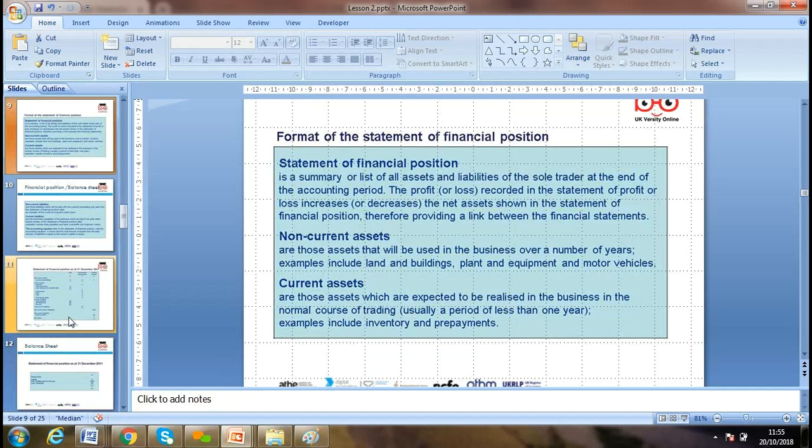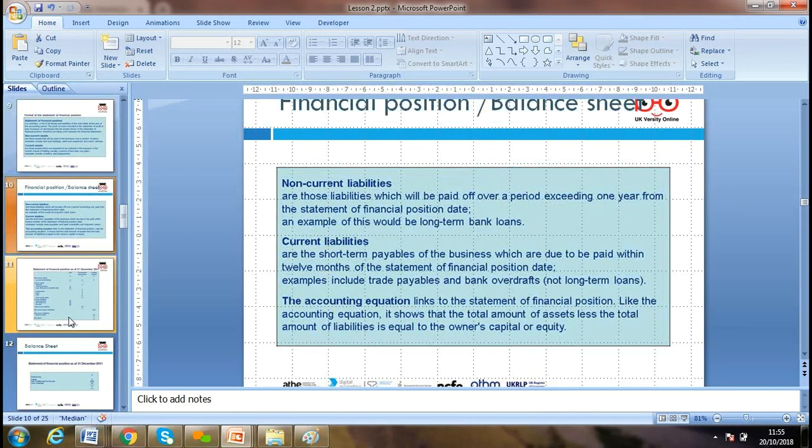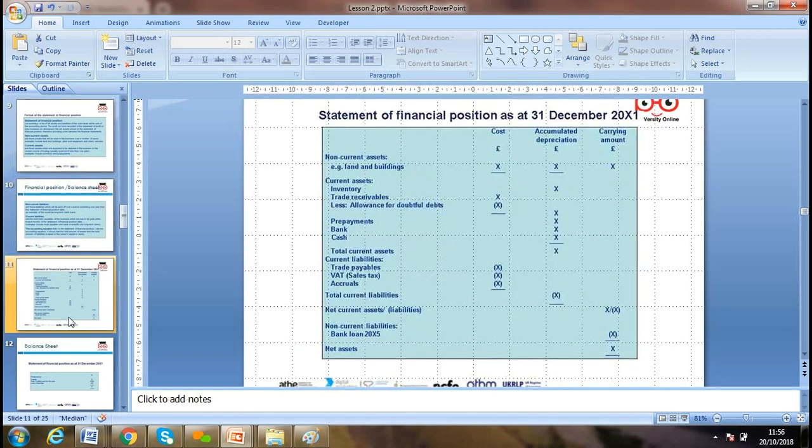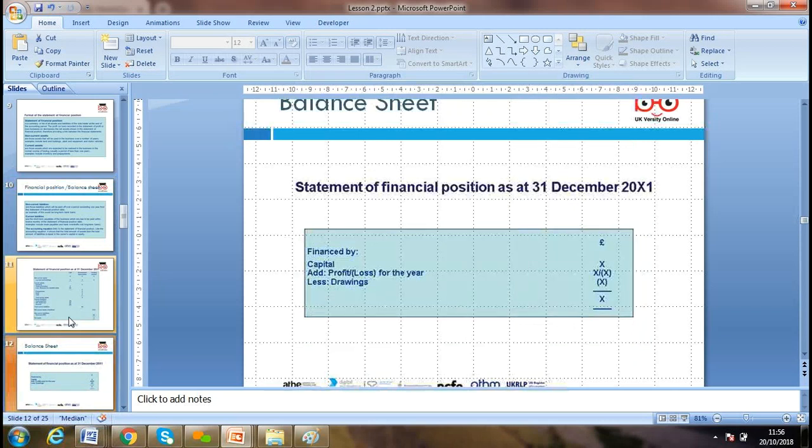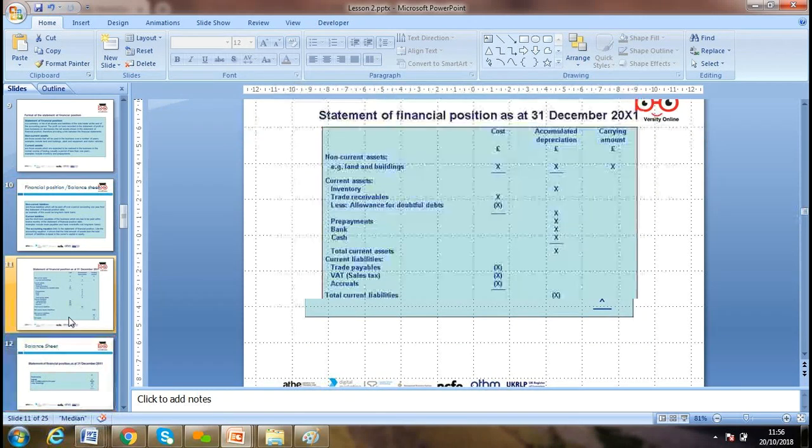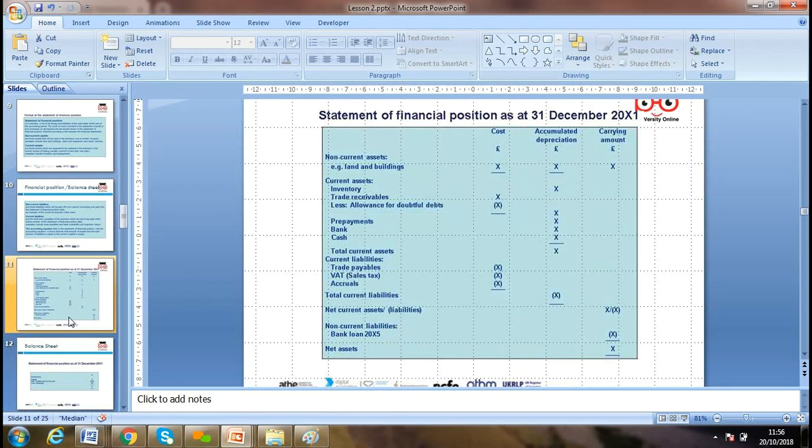We discussed assets and financial position, also known as the balance sheet. It shows non-current assets, long-term, current assets, short-term, non-current liabilities, long-term liabilities like bank loans and mortgages, and current liabilities, which we have to pay within a year. Accounting equation: we discussed assets minus liabilities is equal to capital. It's a balance sheet structure which we discussed, that's what it looks like.